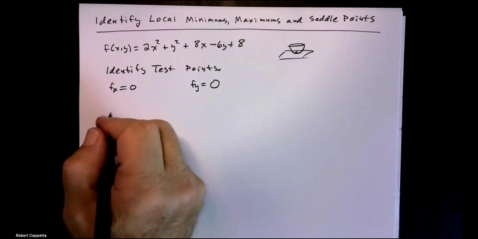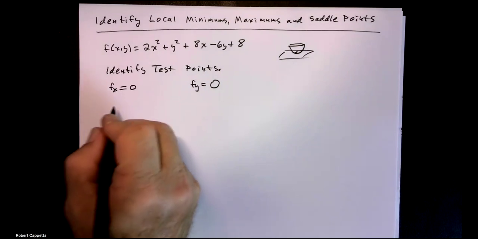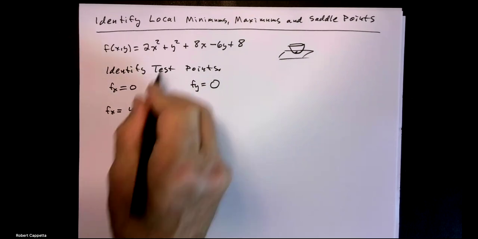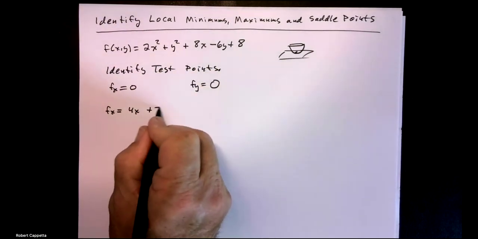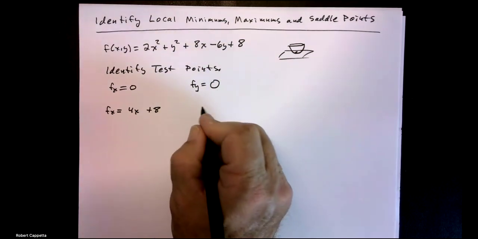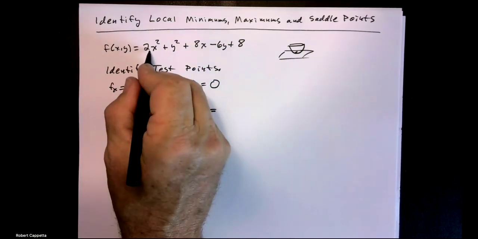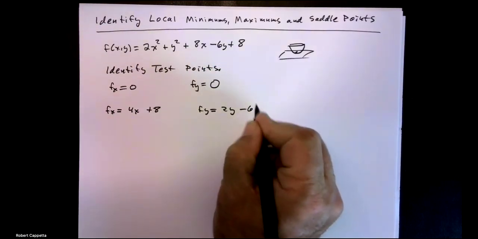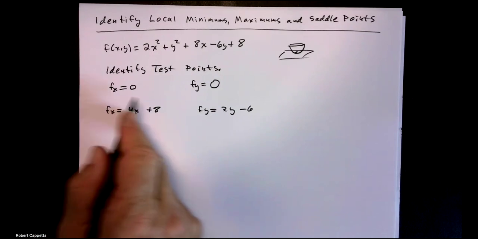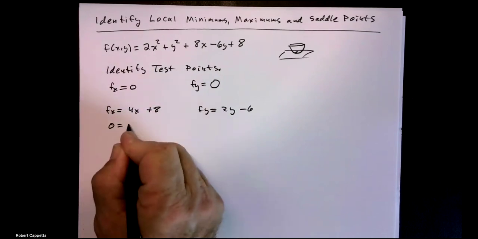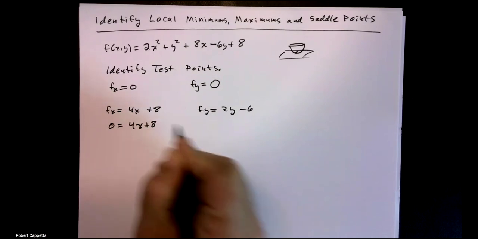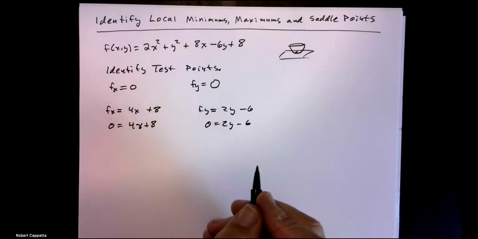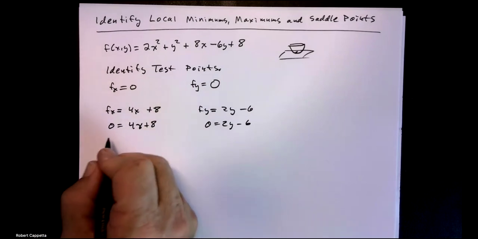So looking at this, let's evaluate our partial derivatives. F sub x, the partial with respect to x, what do we get? 4x plus 0 plus 8 minus 0 plus 0. And f sub y, partial with respect to y, is 0 plus 2y plus 0 minus 6 plus 0. And again, setting those partials equal to 0: 0 equals 4x plus 8, 0 equals 2y minus 6. Let's go ahead and solve that and see what we get.